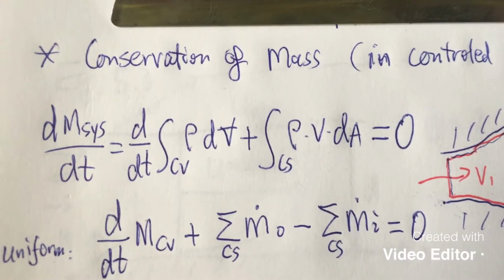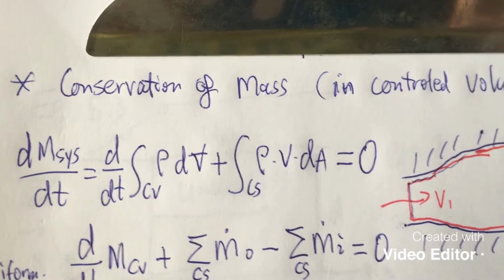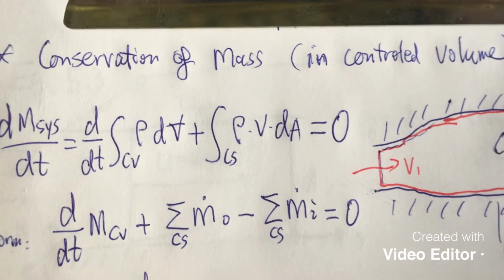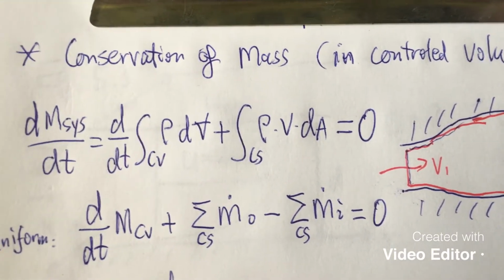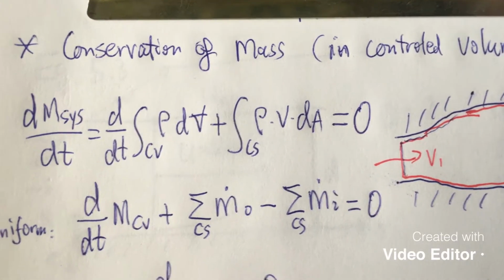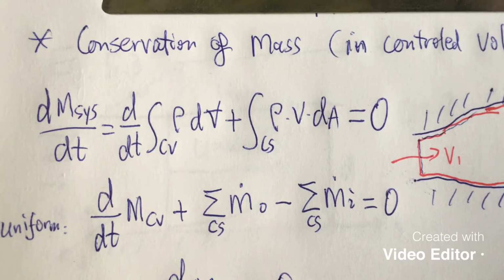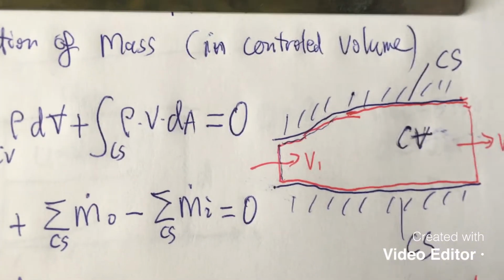Okay, now let's start to talk about the conservation of mass in control volume. Before we talk about the equation, we need to introduce the idea of control volume. Control volume means the volume, the space of interest. For any particular problem, you can define a space of interest, right?